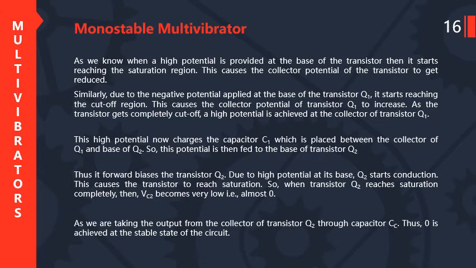When transistor Q2 reaches saturation completely, then Vc2 becomes very low, that is almost 0. As we are taking the output from the collector of the transistor Q2 through capacitor Cc, thus 0 is achieved at the stable state of the circuit.